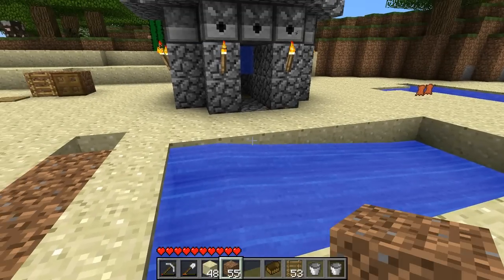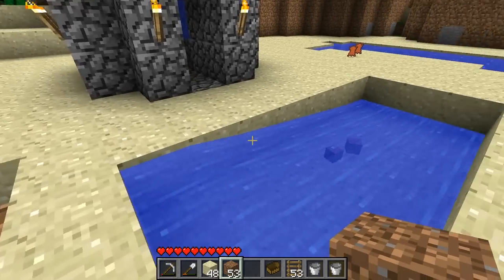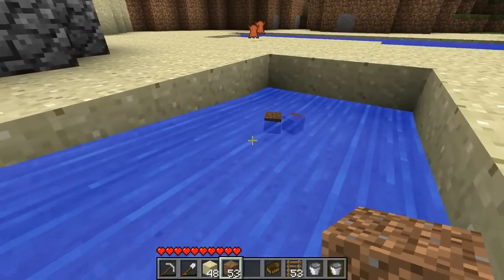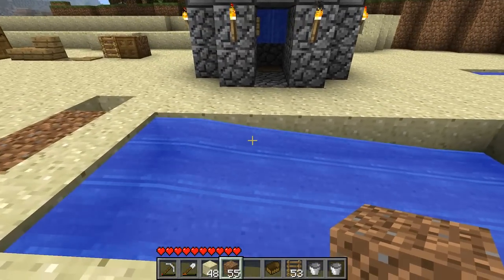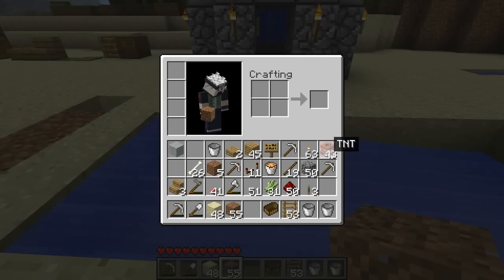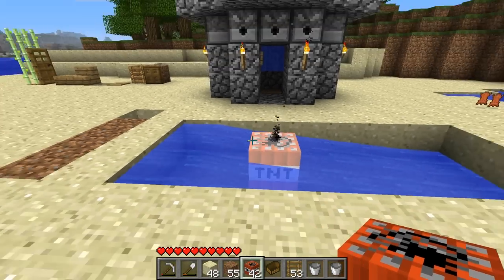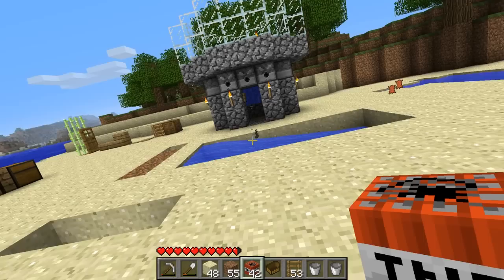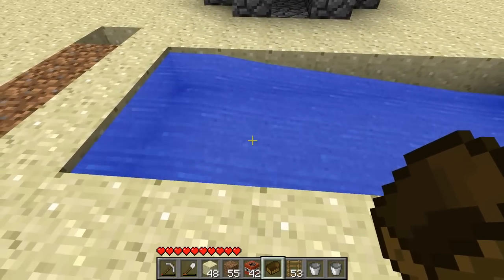So water is used to push items. It can also be used to push mobs and players. Water will not push minecarts anymore. It will not push TNT anymore as of 1.6.6. It will, however, push boats.